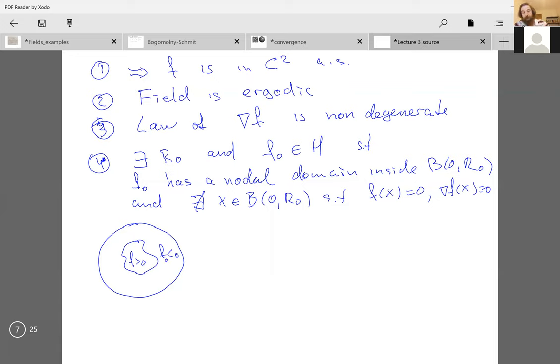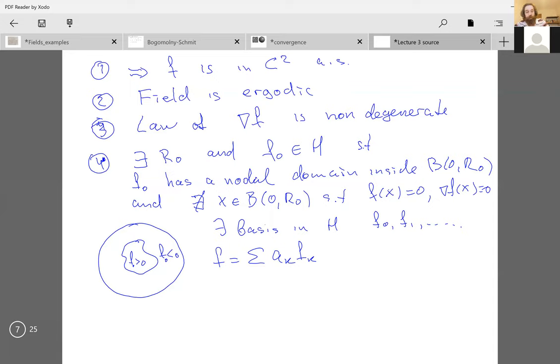So let F naught be an element of Hilbert space. So we can create an orthonormal basis such that F naught is an element of this basis. So there is a basis, which is like F naught, F1, and so on. And then what we know is that F is just the sum of A_k F_k, and this series converges locally uniformly.